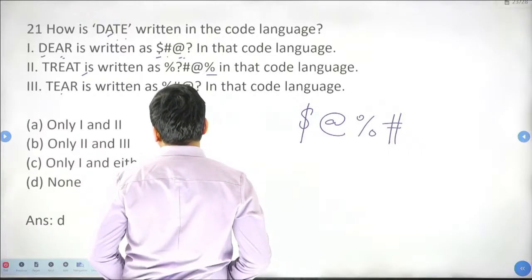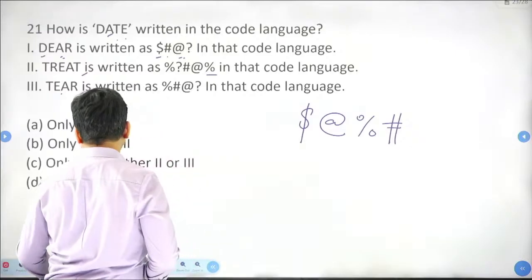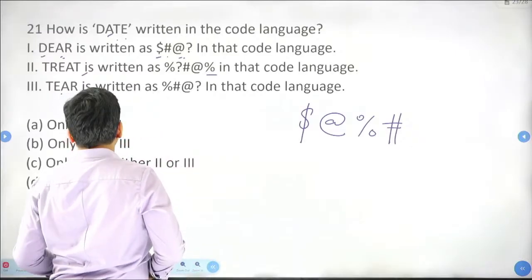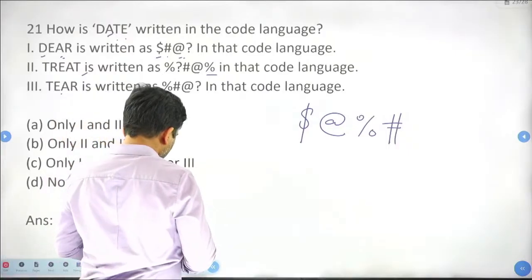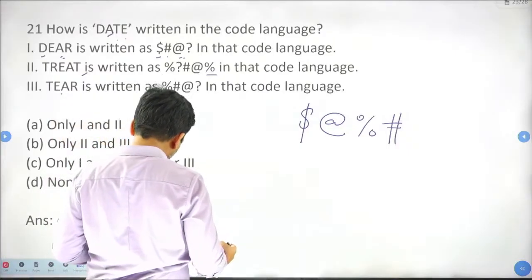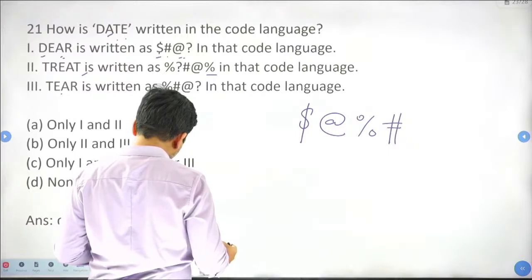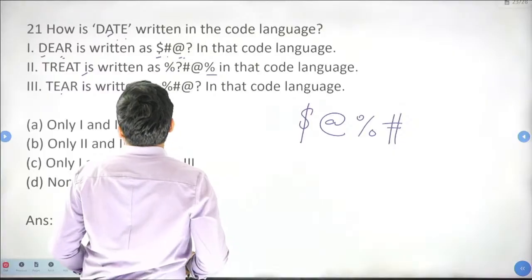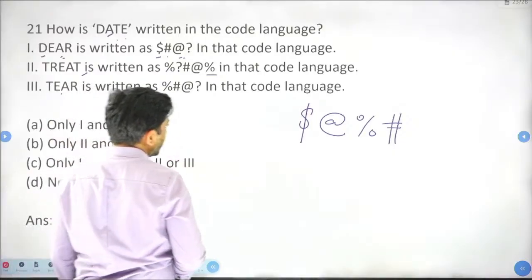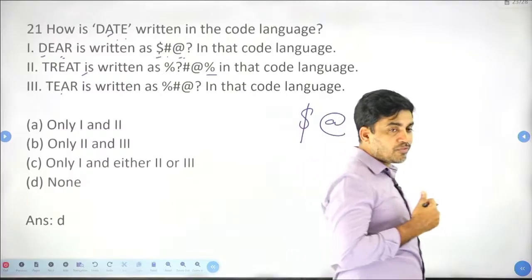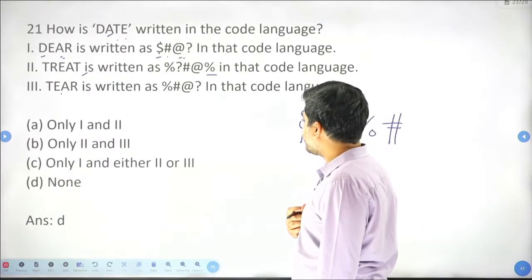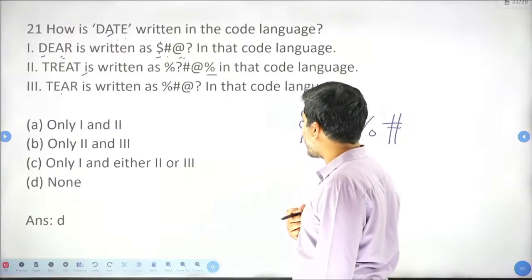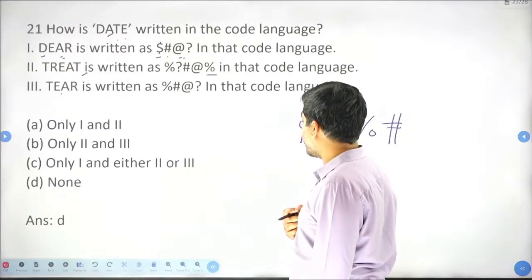So just 1 and 2 enough, okay? 21. What are the options here? Okay, options are given like this: 1 and 2, first option. Second one is only 2 and 3. Third one is only 1, either 2 or 3, and none.